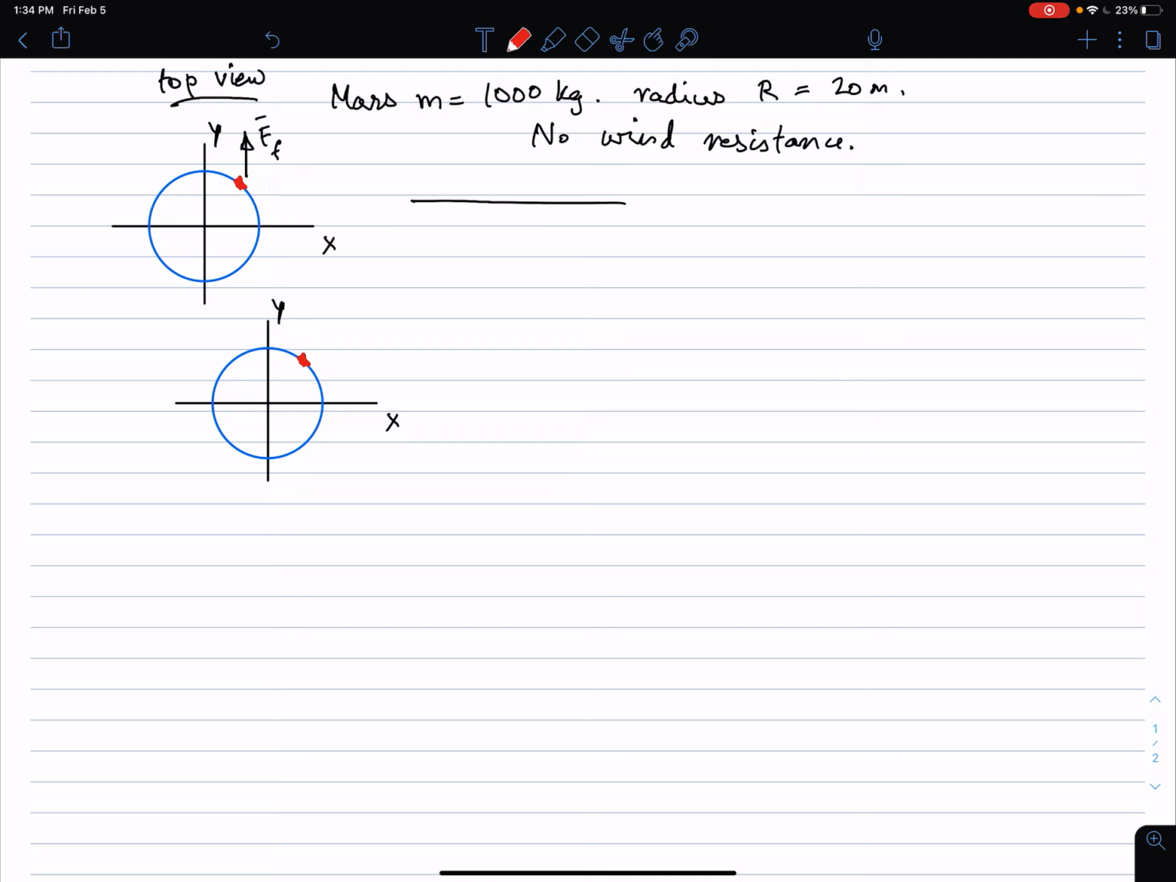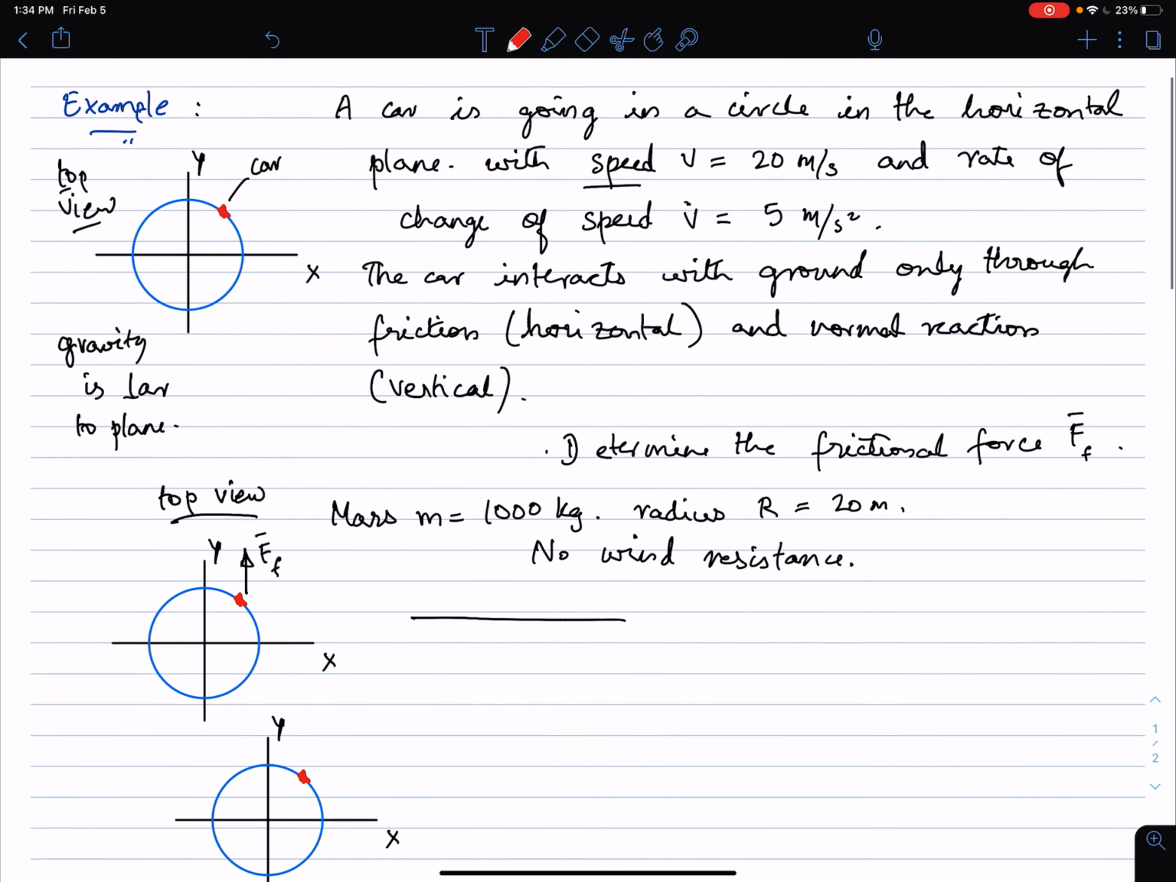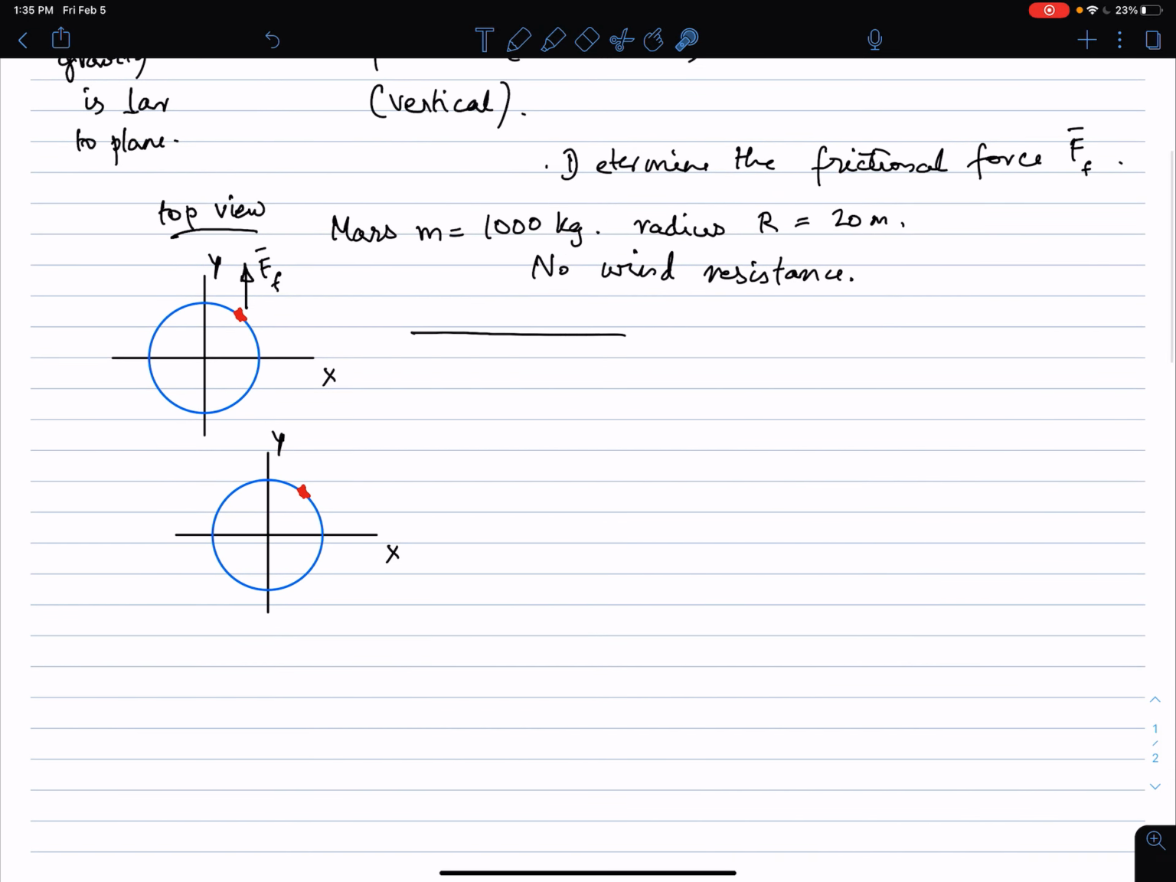into, well, let's pick a coordinate frame for this problem. What kind of a coordinate frame might we want to pick for an object moving in a circle? Well, we can pick tangential, normal, or polar. Polar would be the simplest thing to do. e sub r and e sub theta. So that's the coordinate frame.